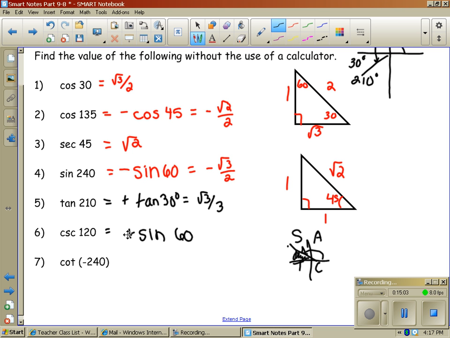So remember, this is the reciprocal. Cosecant of 120 is the reciprocal of sine of 60. Well, what's the sine of 60? Go to your 60, opposite over hypotenuse. So square root of 3 over 2. So go the other way, 2 over the square root of 3. Then we have to rationalize it. Rationalize it, 2 square roots of 3 over 3.